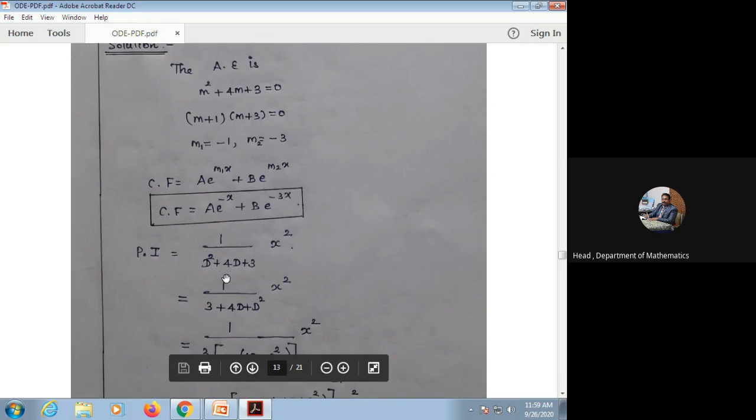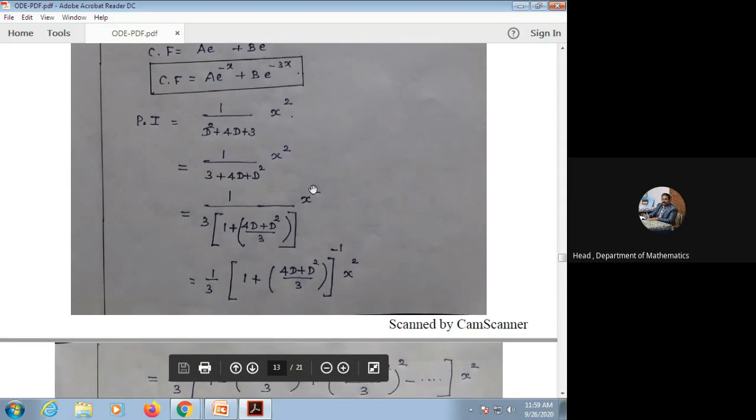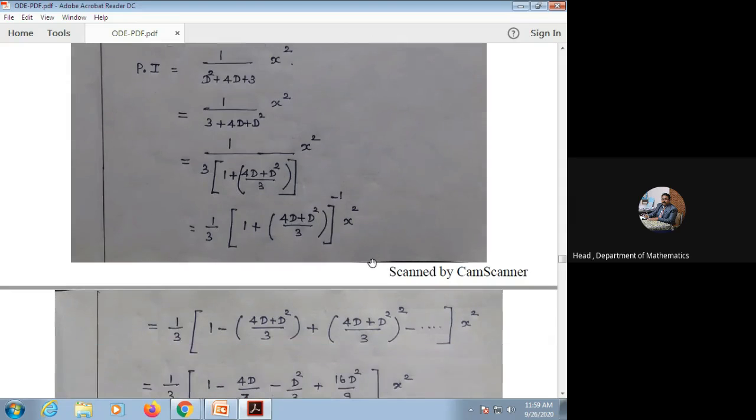Next, move on to the particular solution. This is also a simple one: 1 divided by (D squared plus 4D plus 3) into x squared. This is the particular solution form. Taking the reverse order, 3 plus 4D plus D squared into x squared. Take 3 outside, then we get 1 plus (4D plus D squared) divided by 3, into x squared. Taking this denominator into the numerator form, 1 divided by 3 is outside, and we get power minus 1: (1 plus (4D plus D squared) divided by 3) whole power minus 1, into x squared.